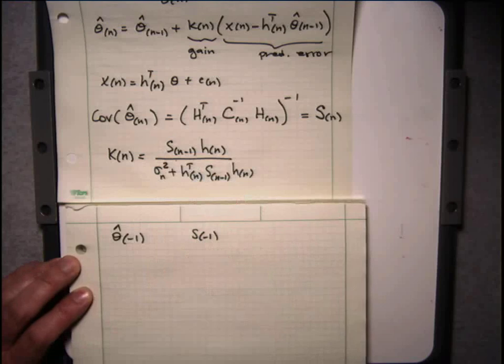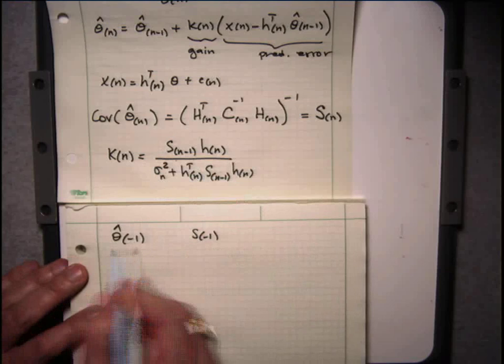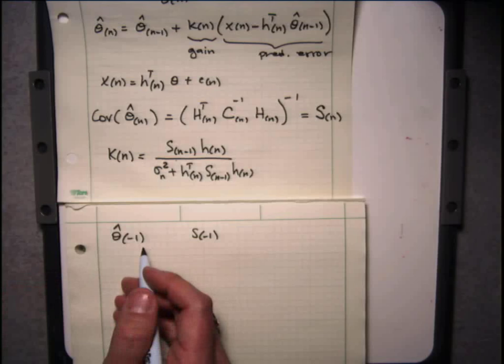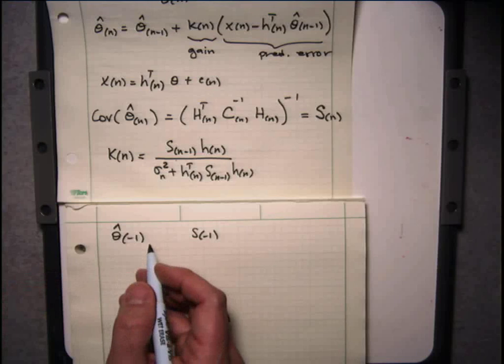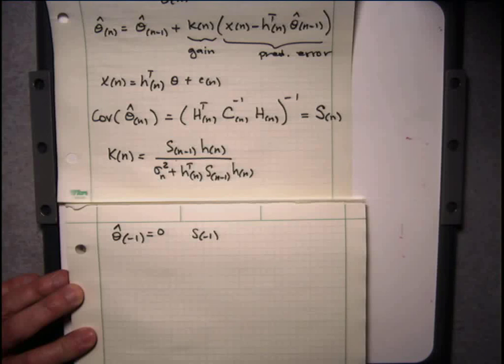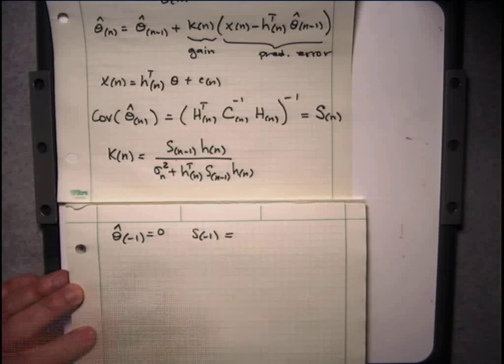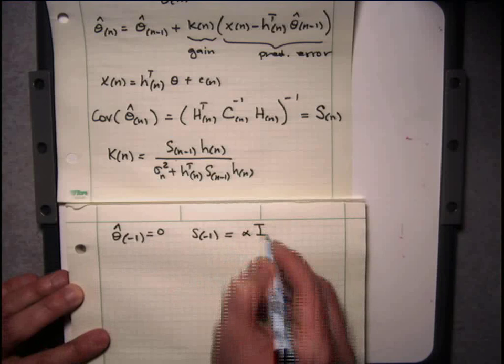So first of all, how do we start with this? Well, theta hat of -1 is you trying to come up with a guess for what theta is before you have any data. So actually it shouldn't matter. You can set it to be whatever you want. The effect will disappear, so let's set this to be 0. Simple enough. Now this one, what should we set S of -1 to be? Again, we don't know, but a simple choice is just to set it to be alpha times identity.